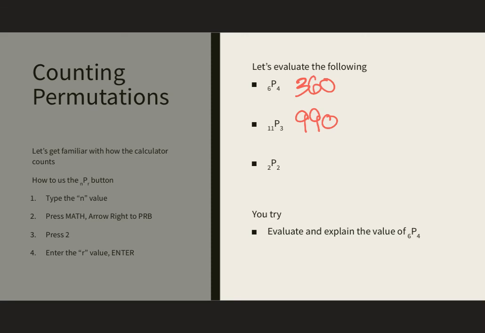And then try 2P2. Let's think about it first. How many different ways are there to arrange 2 objects using both of them each time? Well, I could write my first and last initial as CS or SC. So there are 2 ways to do that.